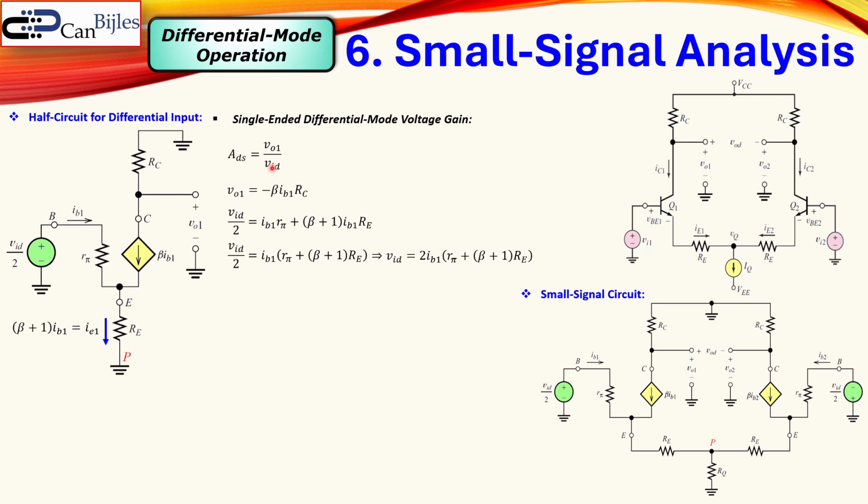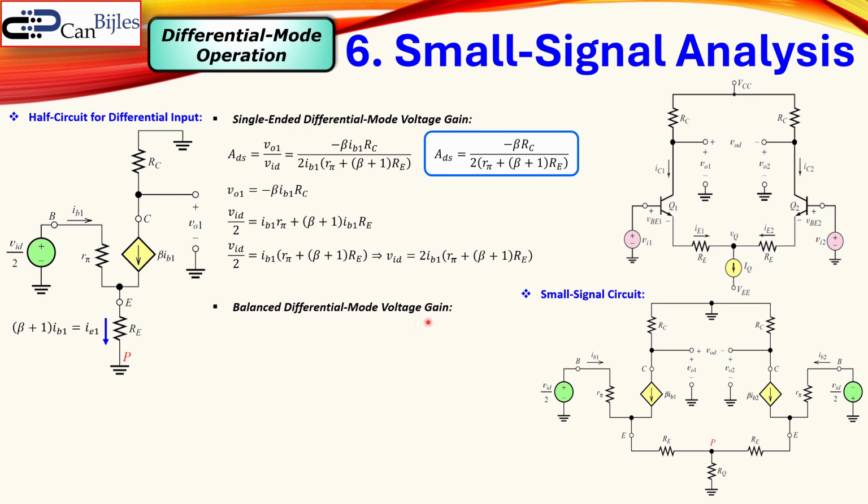So let's now put it here and see what happens. So we have minus beta times IB1 RC divided by this expression. You see the IB1 can cancel, and then we have an expression for the differential mode voltage gain single-ended. And you see again this minus, so we have a sign inversion.